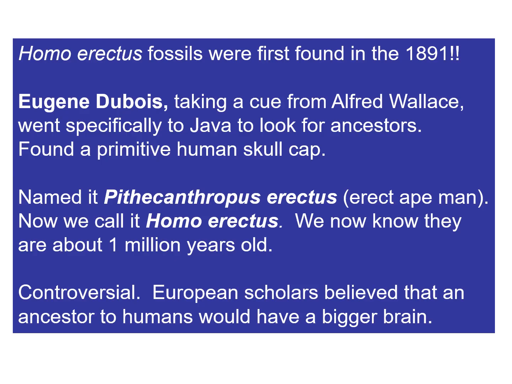So the first Homo erectus fossils were found in 1891 by a gentleman named Eugene Dubois, and he was really taking a cue from Alfred Wallace. Remember, he was a contemporary of Darwin who came to the same conclusions as Darwin independently. Dubois went specifically to the island of Java to look for ancestors and found a very primitive human skull cap, right? He named it Pithecanthropus erectus, or erect ape man, but today we call it Homo erectus. And we know that they are about 1 million years old, at least the specimens on Java. It was extremely controversial at the time because European scholars believed that an ancestor to humans would have had a bigger brain than the specimen that Dubois found.